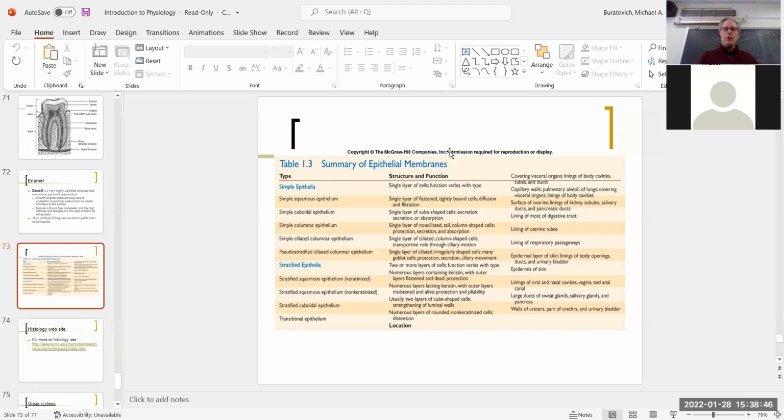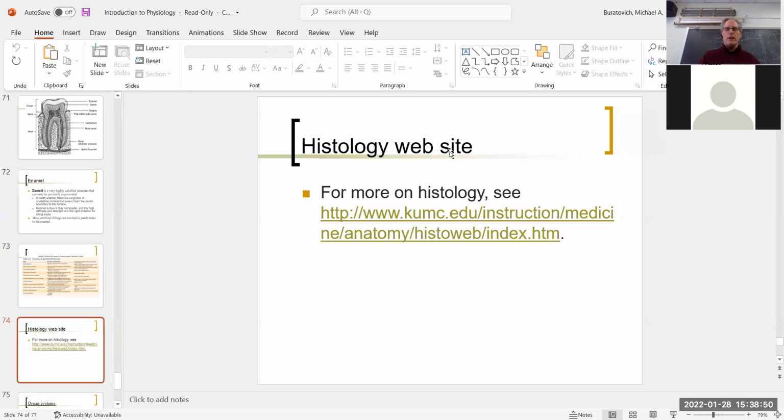And this is a table stolen from your book. Please take a look at that table and be familiar with the different types of epithelial membranes.